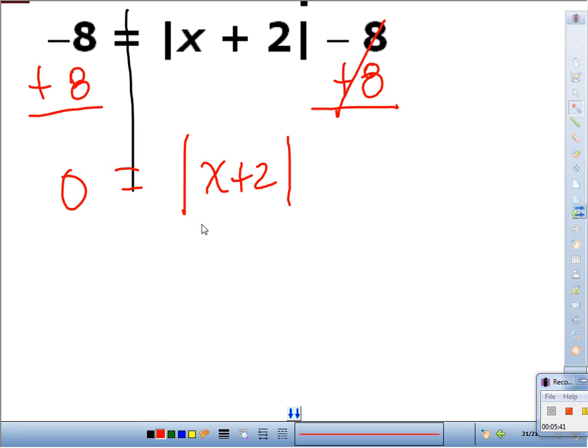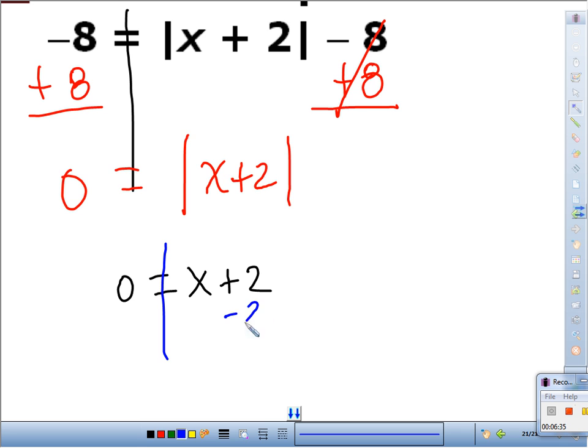So at this point, what would we do if we had a different number here? We would make two equations, right? One positive and one negative. However, is there such a thing as a negative zero and a positive zero? No. So then what do I do here? I just write one equation, which is what? Zero equals x plus 2. There's no longer a negative or a positive. Now I just have zero. Can I solve that?